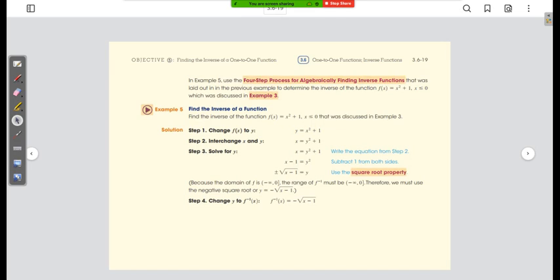Okay, we're going to find the inverse function again. Okay, so this reads, find the inverse function of f of x is equal to x squared plus 1, and the domain is for all values of x that is less than or equal to 0.